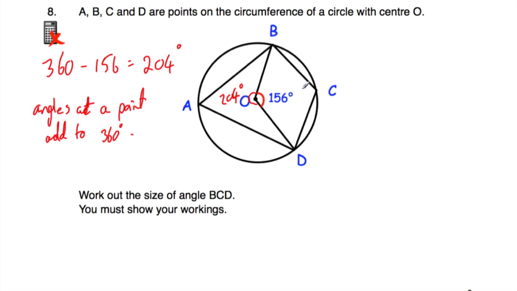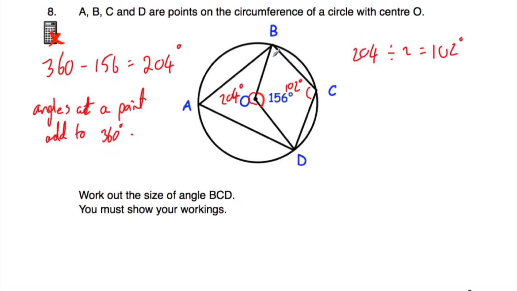Now if we have a look here, we've got an angle at the centre, the 204, and an angle at the circumference. So the angle at the circumference, this angle, will be half of this angle. So if we do 204 divided by 2, that's equal to 102. So that means that this angle is 102 degrees again. So that's another approach we could have used. We could have worked out the size of that reflex angle and halved it to find the size of the angle at the circumference.